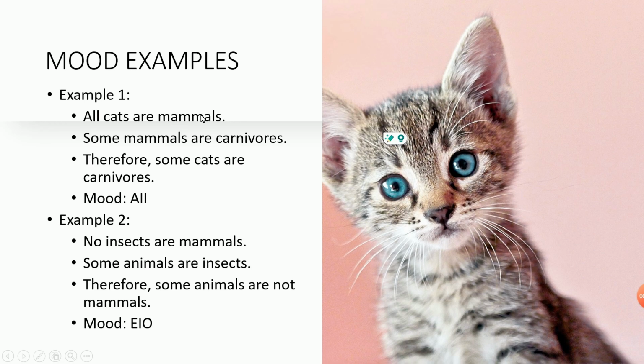One term is minor and another term is major. Another term might be the middle term. So see here, in the conclusion, which two terms are coming? Those terms could be called major and minor. So that means mammals is the middle term here. Likewise, here insects is the middle term.